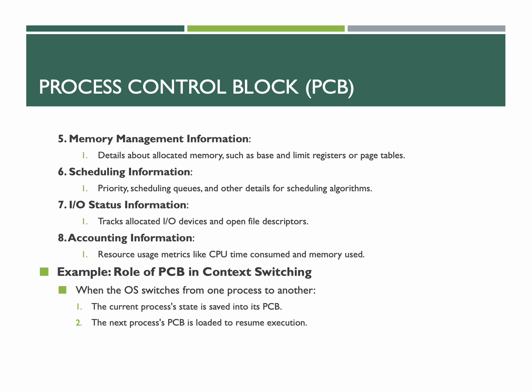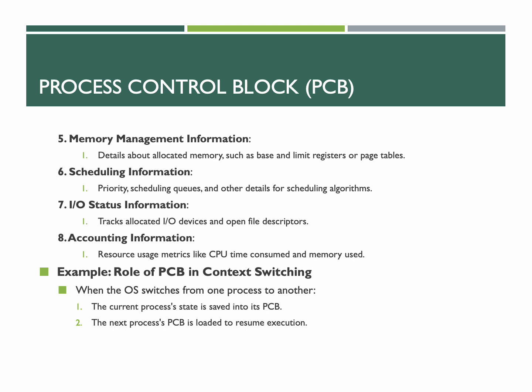And then the last one is accounting information, which includes metrics like CPU time consumed, memory usage, and other resource statistics. This is especially useful for performance monitoring, billing in shared environments, or debugging. Now here is an example. We'll see role of PCB in context switching.